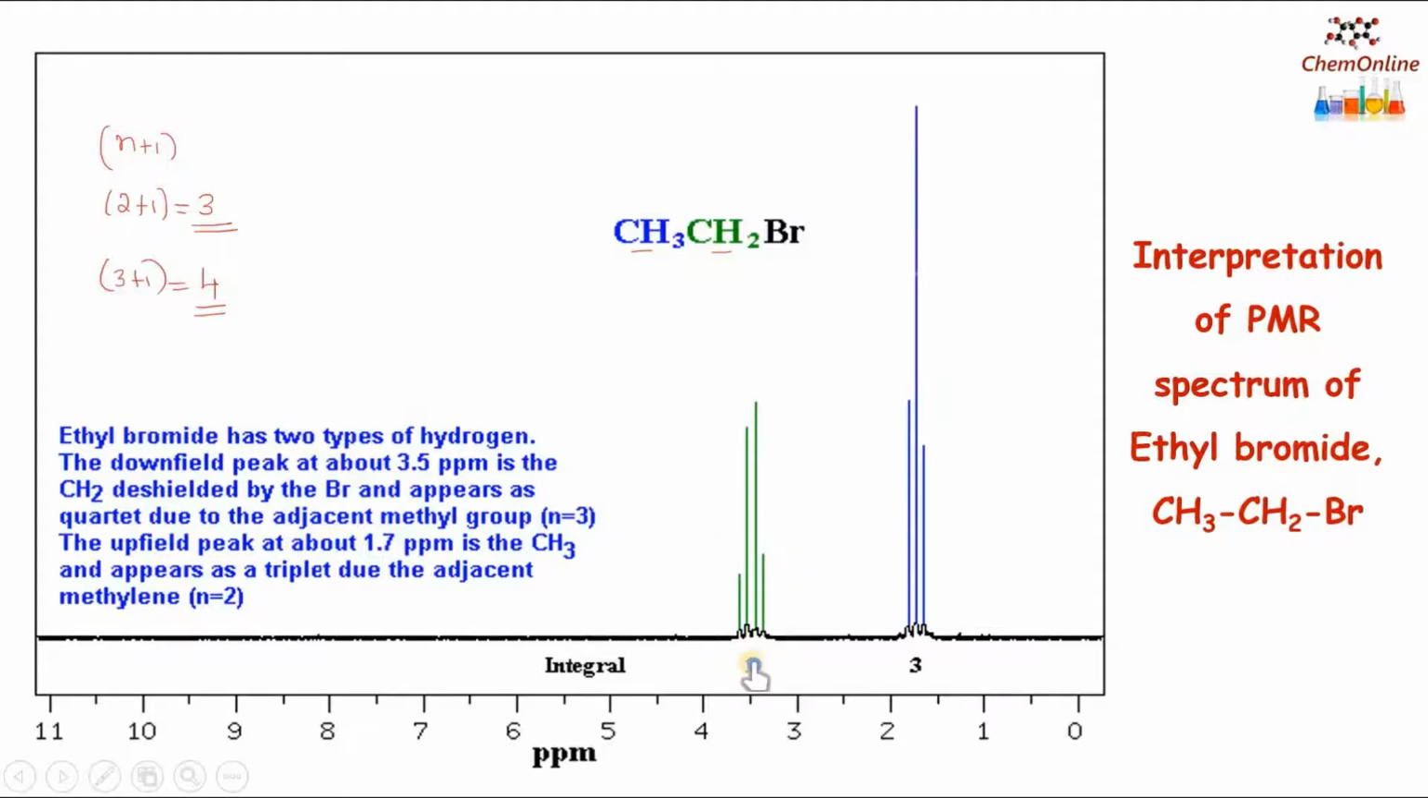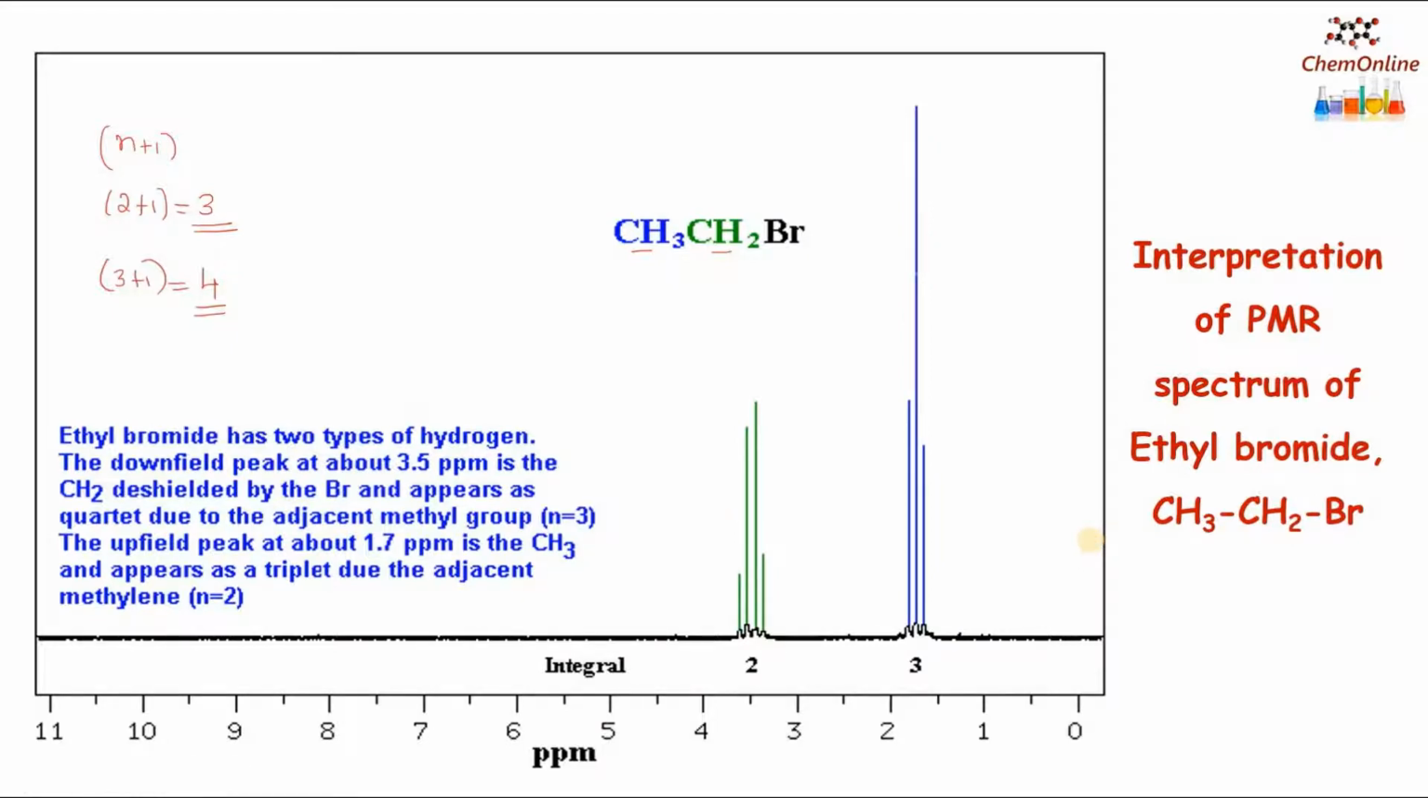It's a downfield peak at about 3.5 ppm, and this is due to the CH2 protons. Why is the delta value higher? Because this CH2 proton is also deshielded by the electronegative bromine atom, and due to its coupling with the neighbouring CH3 protons, the peak appears as a quartet, that is with 4 lines. So this is about the NMR spectrum of ethyl bromide.